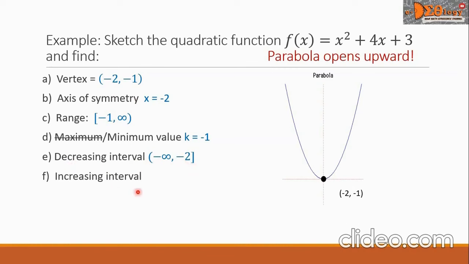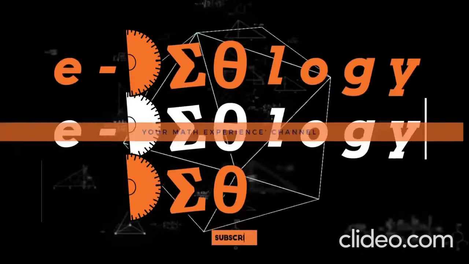Going to increasing interval, that is now the right side of our parabola with respect to the line of symmetry. And the interval notation is square bracket h, comma, infinity, parenthesis. Now this h, again we will change by the value that is negative 2. So it becomes square bracket negative 2, comma, infinity, parenthesis. So these are now the answers for our example.